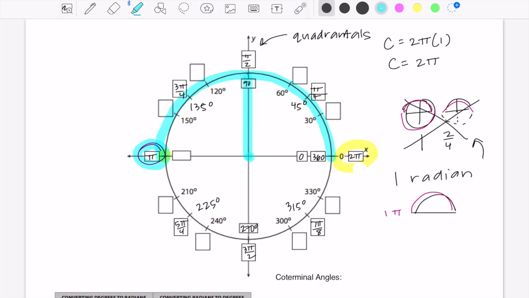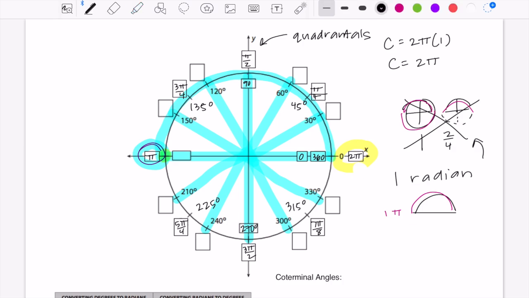But what if I strategically pick these 30-degree angles? So I'm ignoring those 45. So right now, all of these, I'm just adding 30 degrees to get these angles right here. What would that look like? Okay, well, let's break it down using our knowledge of ratios.